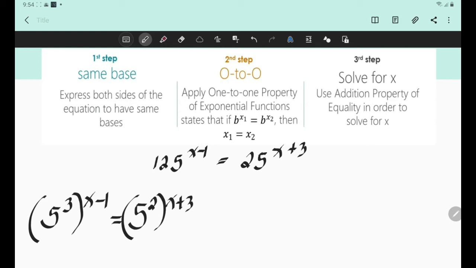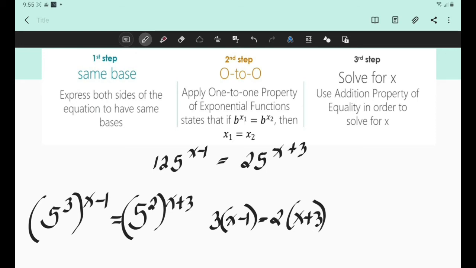Now, sa step 1, kailangan daw same base. Since same base na sila, we may now proceed with the second step, and that is to apply one-to-one property of exponential function. So, therefore, we can now bring down the exponent. So, we have 3 multiplied by x minus 1 is equal to 2 multiplied by x plus 3. And then, we may now solve for x. So, that is our third step. So, in solving x, we may use the addition property of equality in order to solve for x.